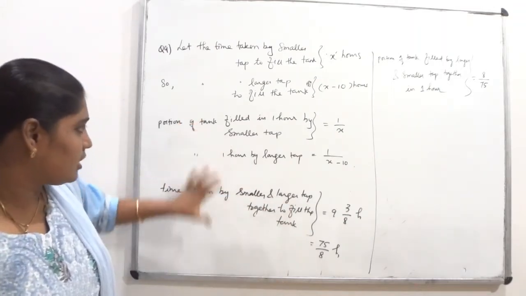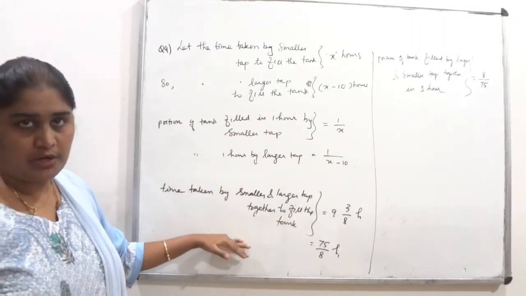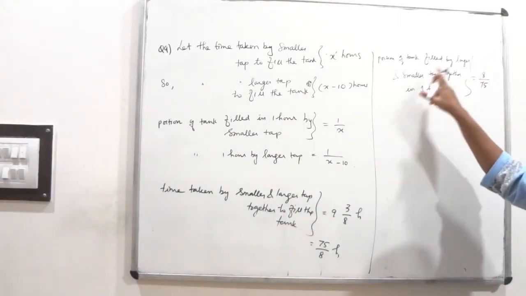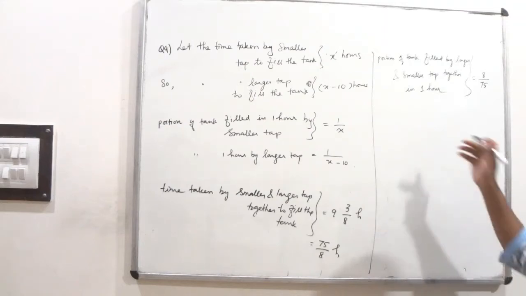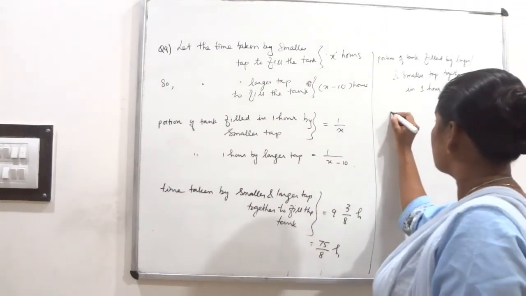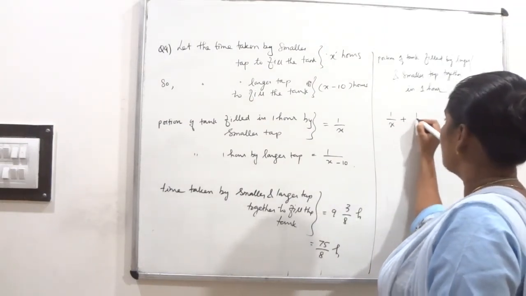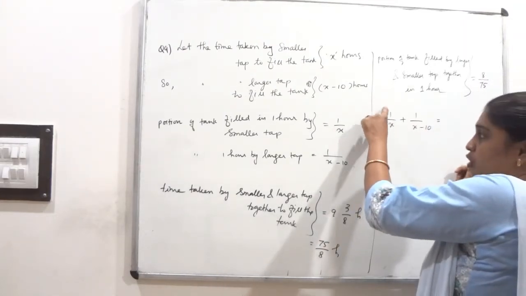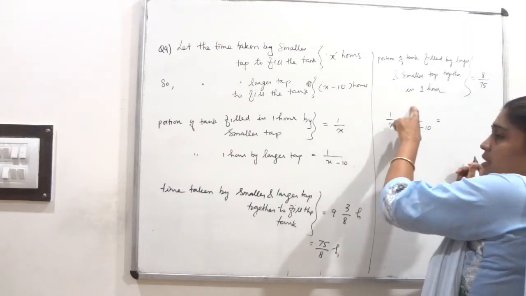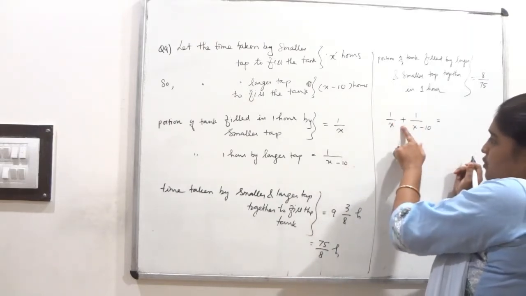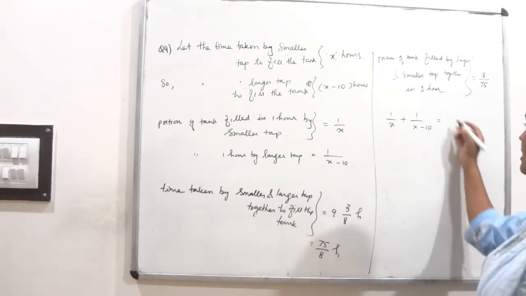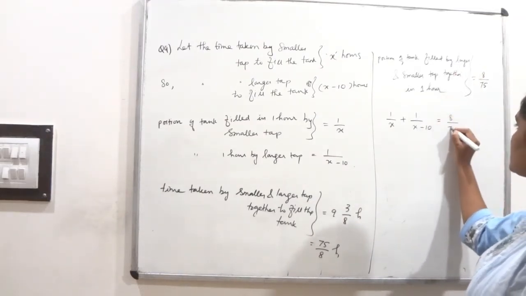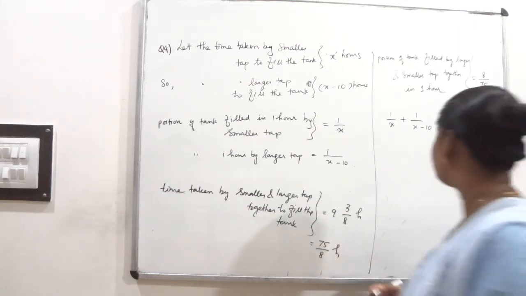Add the larger tap and the smaller tap portions in 1 hour, which is equal to the portion of the tank filled by the larger and the smaller tap together. According to the question, 1 upon x plus 1 upon x minus 10. The portion filled by the smaller tap in 1 hour plus the larger tap in 1 hour, all together, that's why I have done addition here, is equal to what? The portion of the tank filled by both the pipes in 1 hour, that is 8 upon 75.